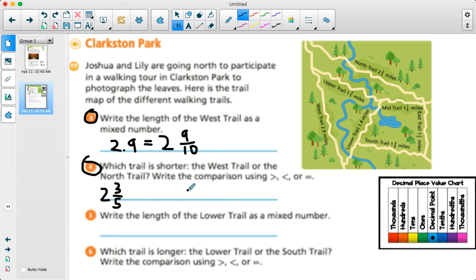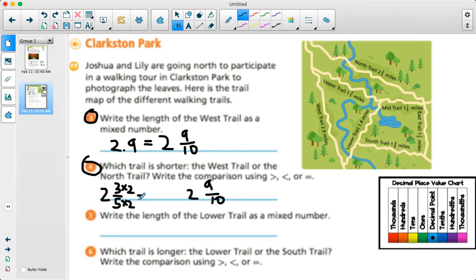We changed it into 2 9/10. So I'm going to put it as a fraction since my other number is a fraction. And then I'm going to go ahead and make them have a common denominator. So again, I see there's a 5. If I want to get that to be 10, I know I just have to multiply by 2. So we're going to times this by 2. And if we do the bottom, we have to do the top.